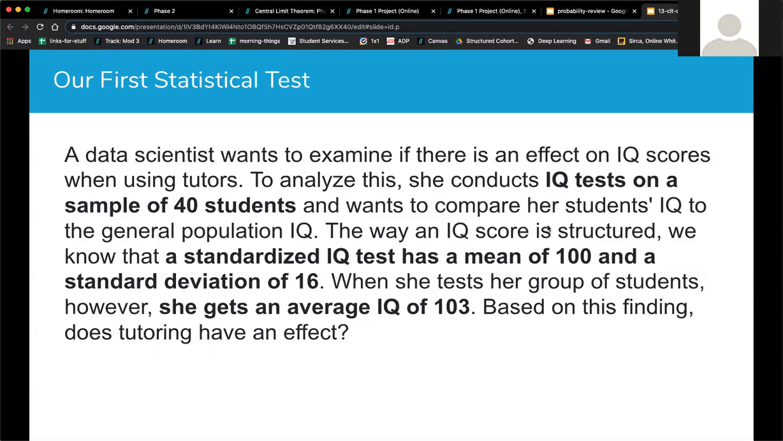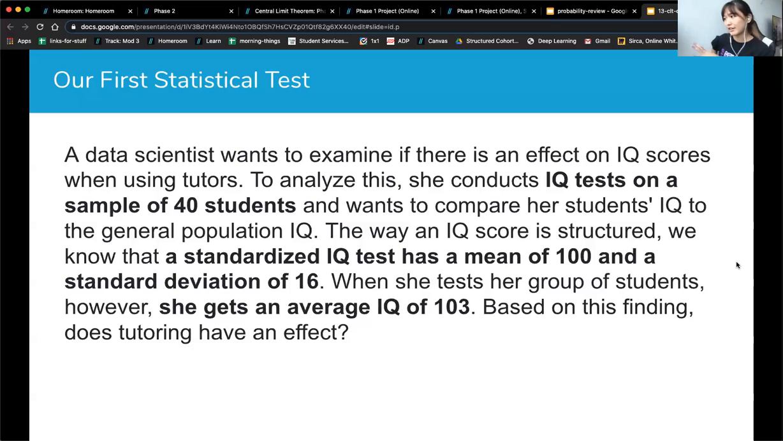The way an IQ score is structured, we know that a standardized IQ test has a mean of 100 and a standard deviation of 16. When she tests her group of students, however, she gets an average IQ of 103. So based on this finding, can you say that tutoring has an effect? This is one of the more straightforward examples of statistical testing. You want to see if something has had an effect on a population.